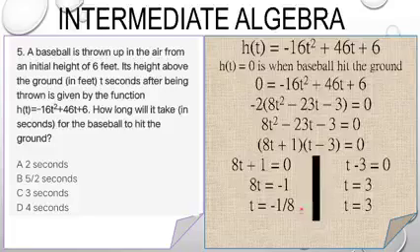Take note, if we are talking about time, we will neglect the negative answers. So, this means the only answer we have is t is equal to 3. Therefore, it takes 3 seconds for the baseball to hit the ground. Okay? From a height of 6 feet. So, 3 seconds is how long the baseball takes before it hits the ground.